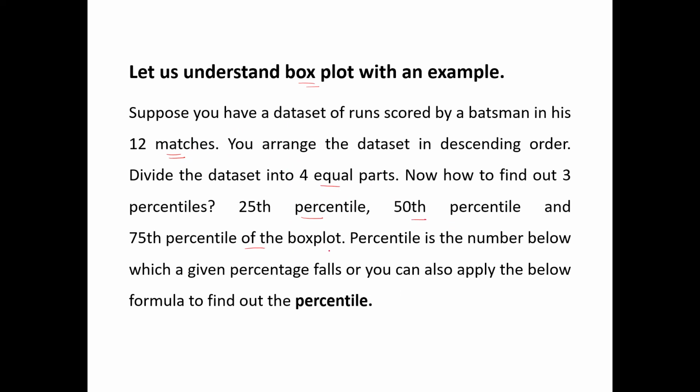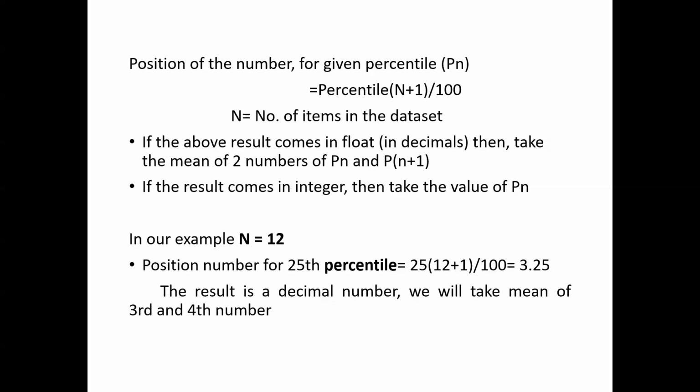So what is this percentile? Percentile is nothing but the number below which a given percentage falls, or you can also apply the below formula to find out the percentile. Let us see the formula, how we are going to find out this percentile. The position of the number for a given percentile is given as P of n equal to percentage times (n plus 1) divided by 100, where n is the number of items in the data set. If you take the earlier example, it is 12. Why? Because 12 matches. So 12 is the n value.